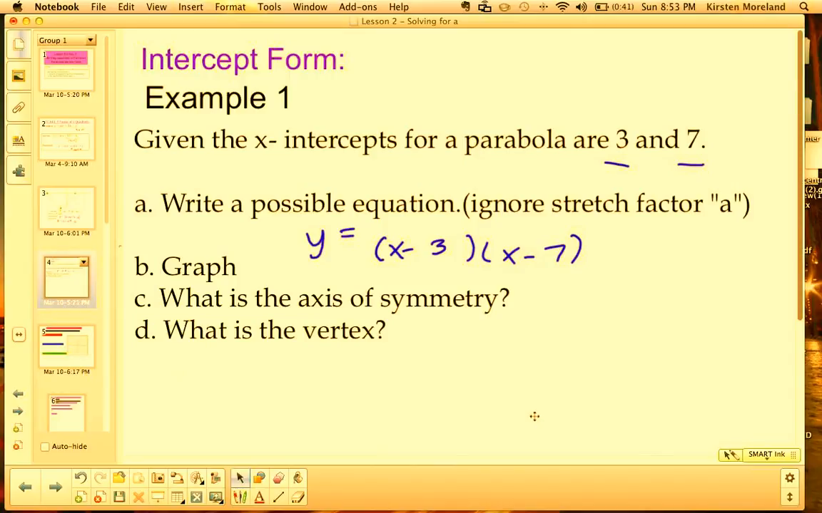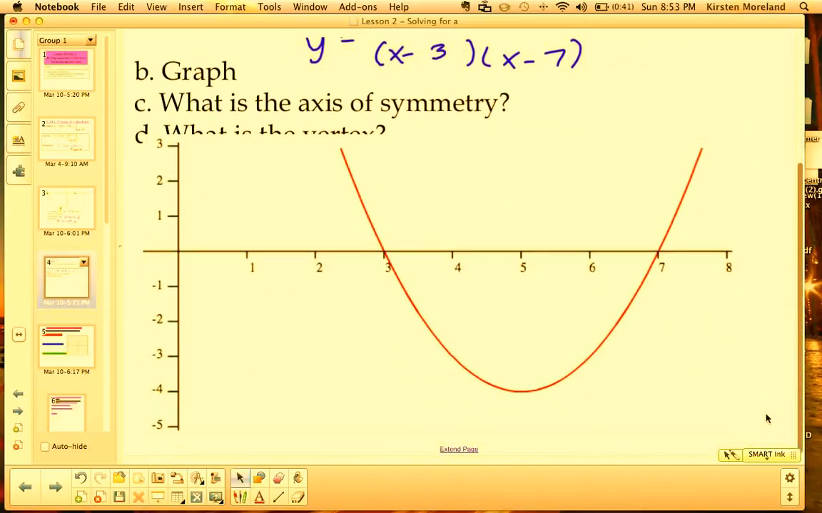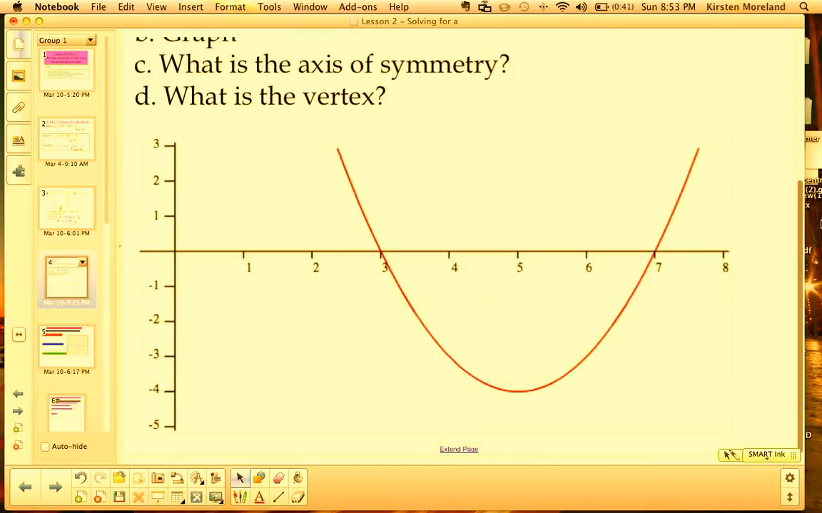Now what's nice is I already have my graph down here. But on your paper, all you're going to do is look and see, all right, I'm going to sketch a graph and put a dot at +3 and a dot at +7. And again, this is where it gets tricky. It says, what's the axis of symmetry and the vertex? I'm going to just have you go to the vertex first, which is that point right there. So the vertex is 5, -4.